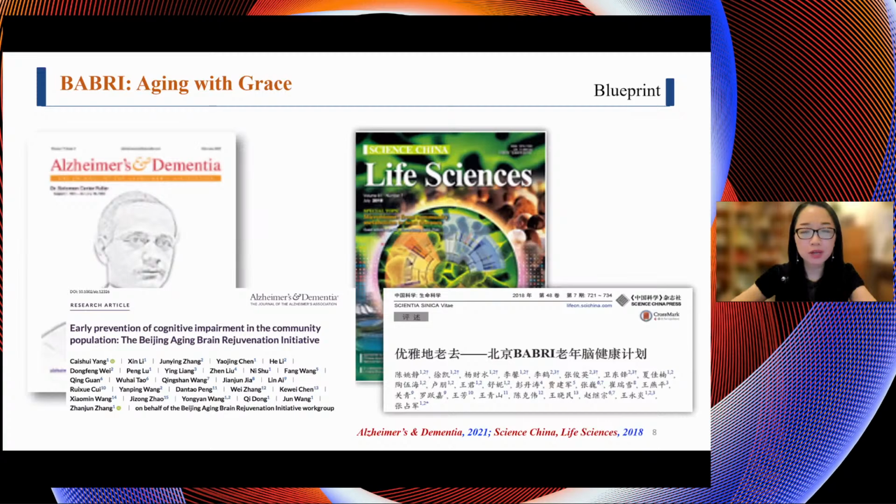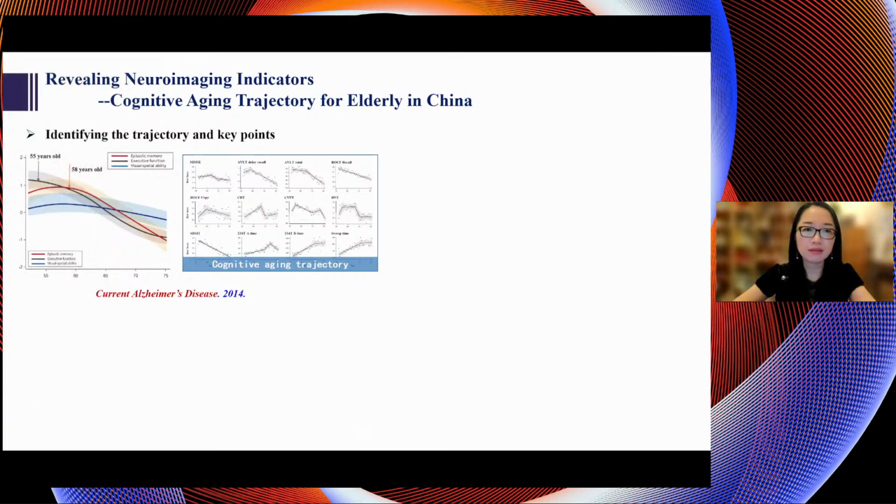We published 2 review papers. One was in 2008 in Science China Life Sciences, and the other we published in Alzheimer's and Dementia last year. We introduce and highlight our research findings and applications over the past years. Next, I will give you some interesting findings from our BABRI study, revealing the neuroimaging indicators.